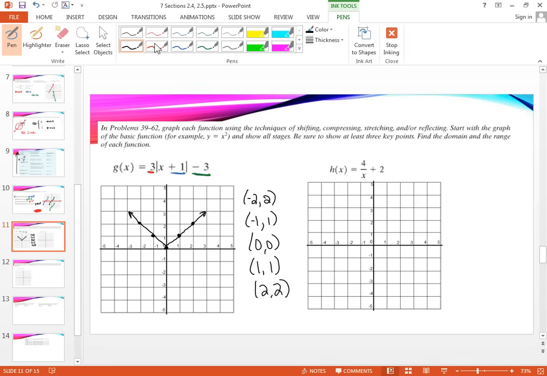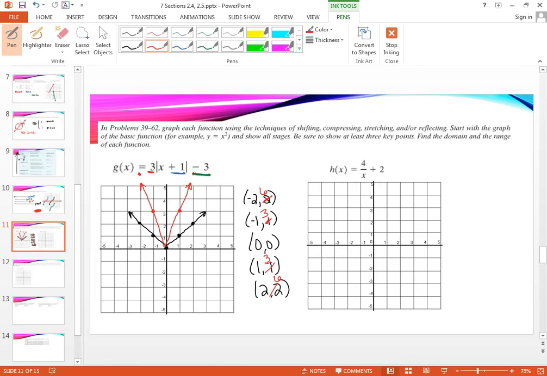Literally go in and multiply the y values by 3. So this becomes 6, this becomes 3, that stays 0, that's 3, that's 6. Okay. So the negative 2, 6 kind of goes off my picture, off my graph. Then negative 1, 3. Then 0, 0, 1, 3, and 2, 6. Okay, so this is getting really steep, like that.